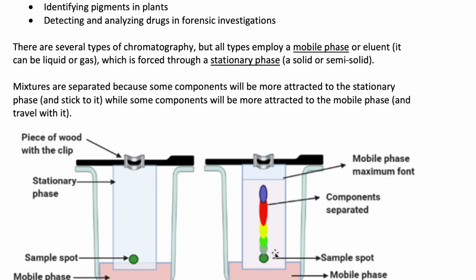What we are trying to do is figure out how many different components there are, and then determine the retention factor, which is just how far that spot has traveled relative to what we call the solvent front. The solvent travels all the way to the top here. The purple spot is pretty close to it, whereas the gray spot is really far away from that solvent front.